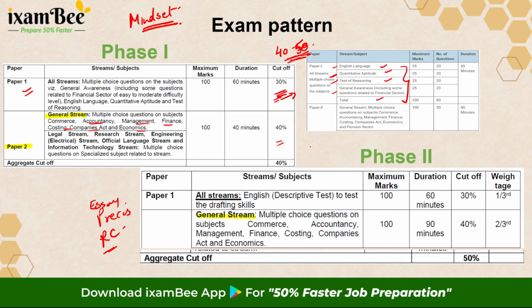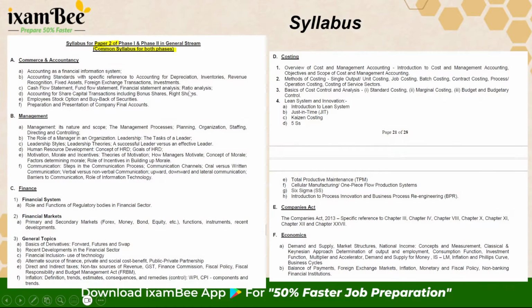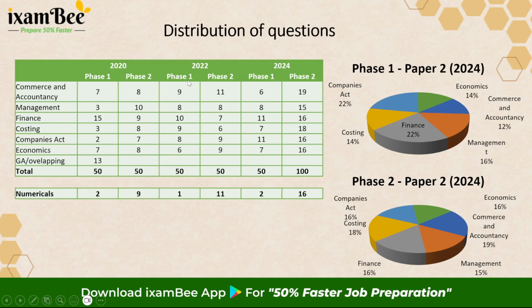Second is, how do you start for paper 2? For paper 2, it is also important to understand the distribution. So let's understand the distribution of questions. If you see the distribution of questions, there is almost 1/3 weightage to each of three combinations of subjects. First combination is commerce and accountancy and costing. Second combination is management and Companies Act. And the third combination is finance and economics. These three have approximately 1/3 weightage each, right?